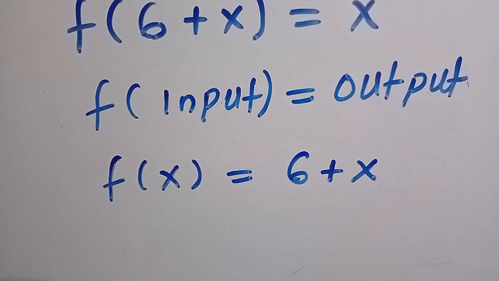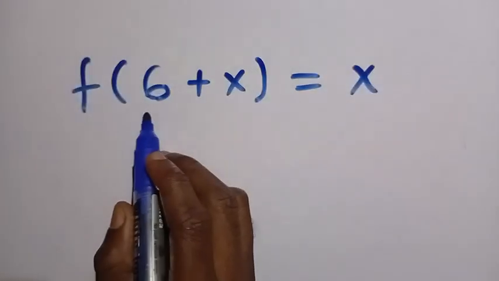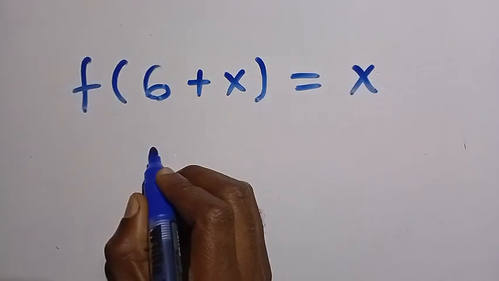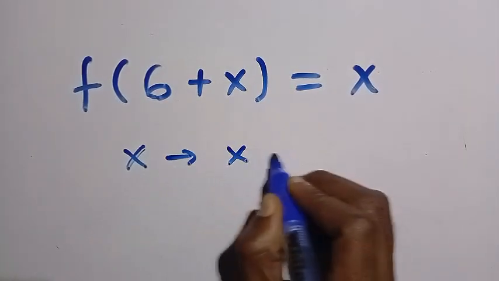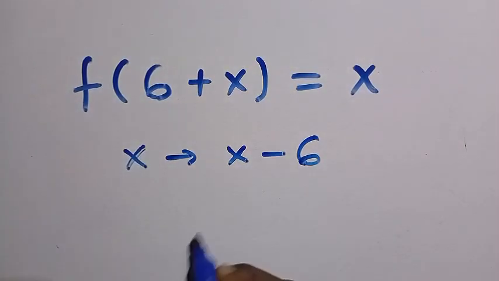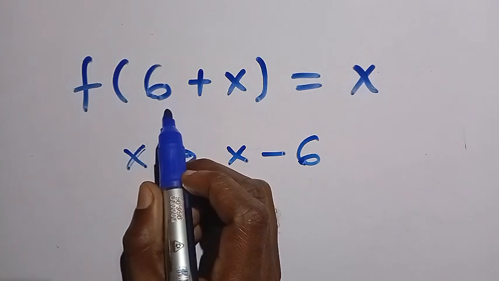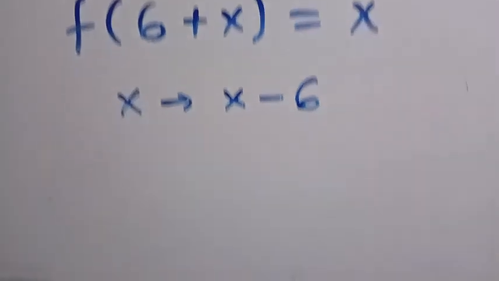Let's see how we solve this in the correct way. We have f of 6 plus x equals x. We are going to replace every single x here with x minus 6. We want to make sure we have only x here, and to change this to x, we replace every single x with x minus 6.